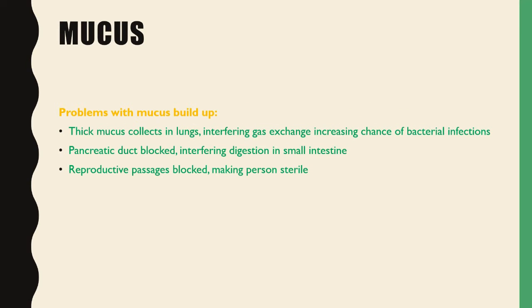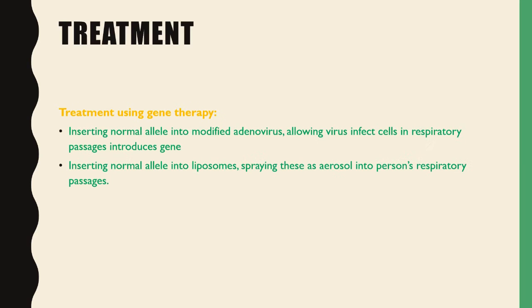The problems you get with this mucus buildup are that the thick mucus will collect in the lung, and this will interfere with gas exchange, increasing the chance of a bacterial infection. The pancreatic duct will also be blocked, and this will interfere with digestion in the small intestine, and reproductive passages can be blocked, making a person sterile too.